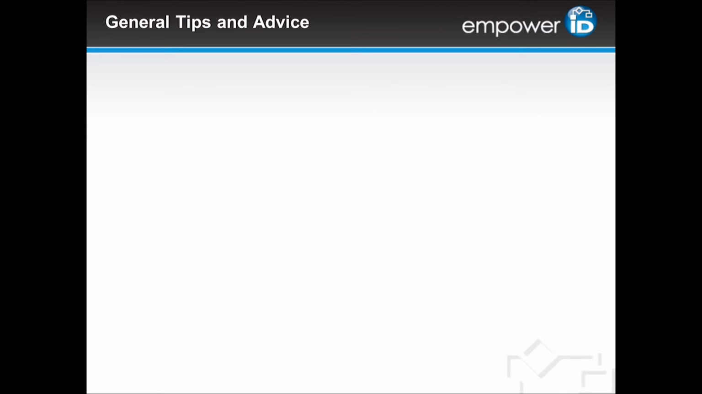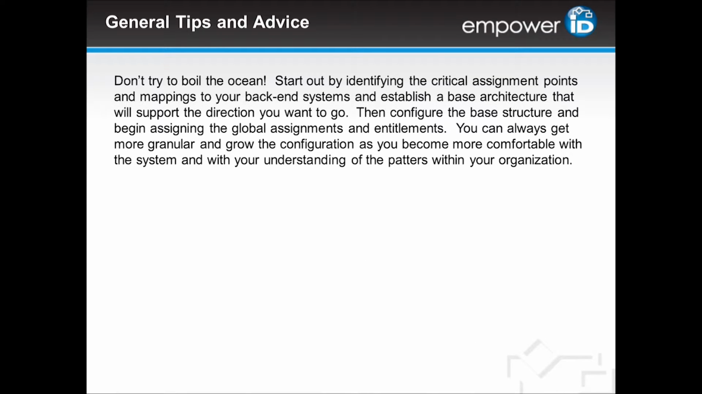Now, some general tips and advice around designing your role and location structure. Number one, don't try to boil the ocean. Start out by identifying critical assignment points and mappings to your backend systems, and get your base architecture established to support the direction you want to go in. And then configure the base structure and begin assigning the global assignments and entitlements. You can always get more granular and grow the configuration as you become more comfortable with the system and with your understanding of the patterns within your organization.